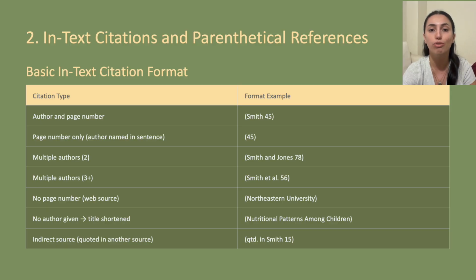MLA also has a rule for indirect sources, which is when the author you want to quote is being quoted inside another article. In that case, you use "qtd. in." These short citations tell your reader exactly where your information came from without interrupting your writing.